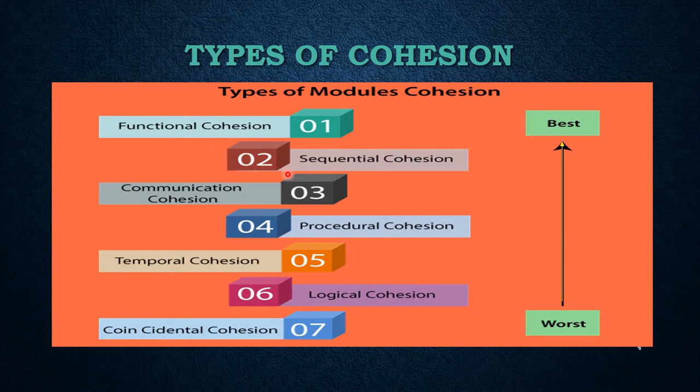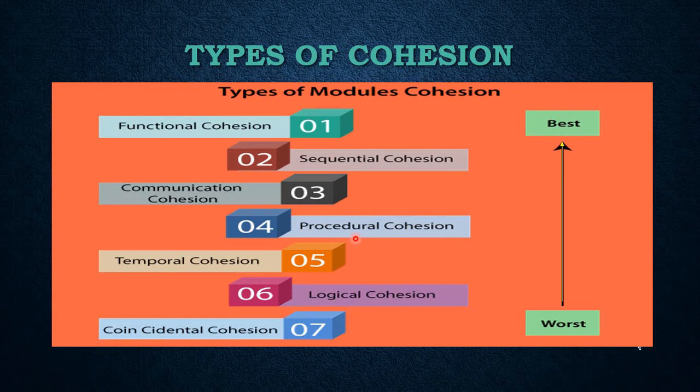Then comes sequential cohesion in the hierarchy. In sequential cohesion, components or operations are grouped in a manner that allows the first to provide input to the next and so on in order to implement a sequence of operations. Then comes communicational cohesion. Here, all operations that access the same data are defined within one class.